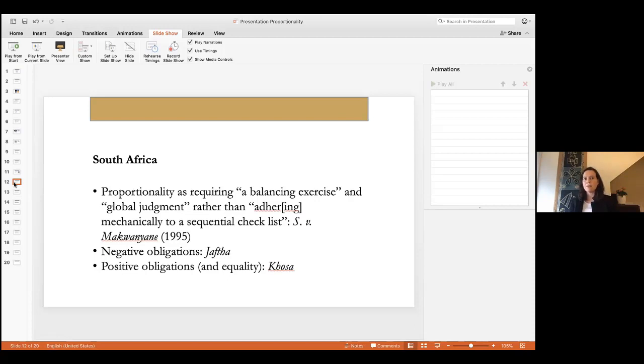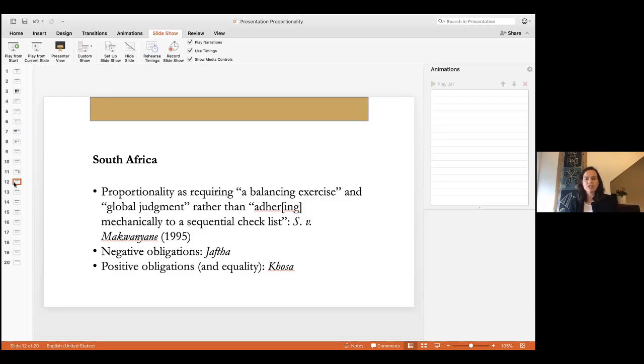So we see proportionality operating in the JAFTA case in a very classical way. We also see it operating in the Khosa case, in which the court found that the exclusion of permanent residents from the government's social assistance scheme was unfair discrimination and was an unreasonable and unjustifiable limitation on the right to social security. And again, the court is able to apply a kind of proportionality analysis to what would be reasonable to include and exclude. It finds that in the social security grant, simply dismissing permanent residents as beneficiaries interfered both with the right to social security and the right to equality and to be free from unfair discrimination.